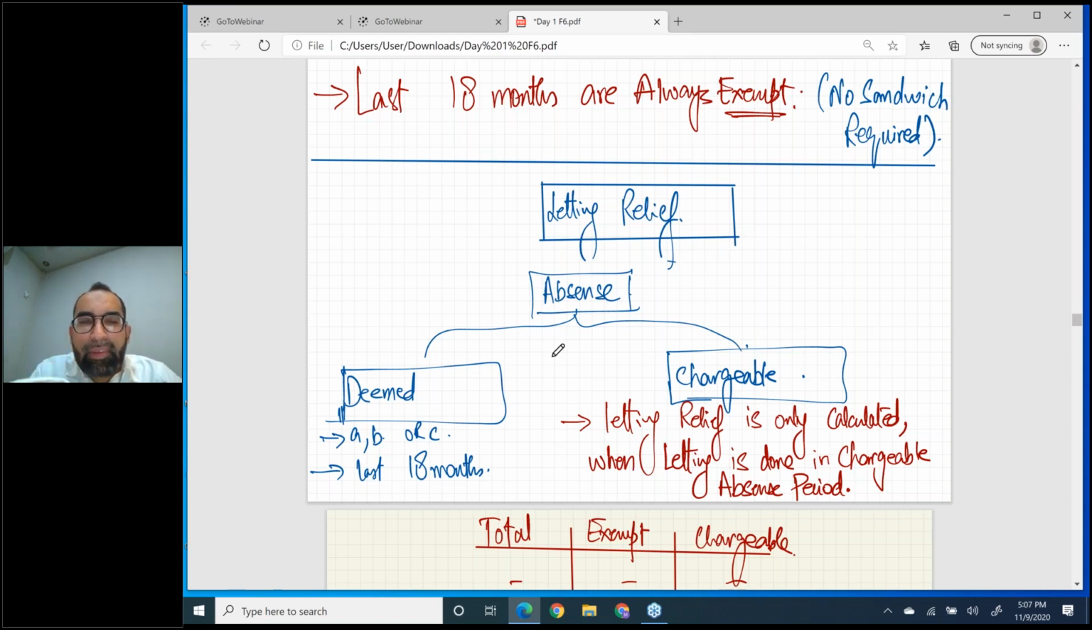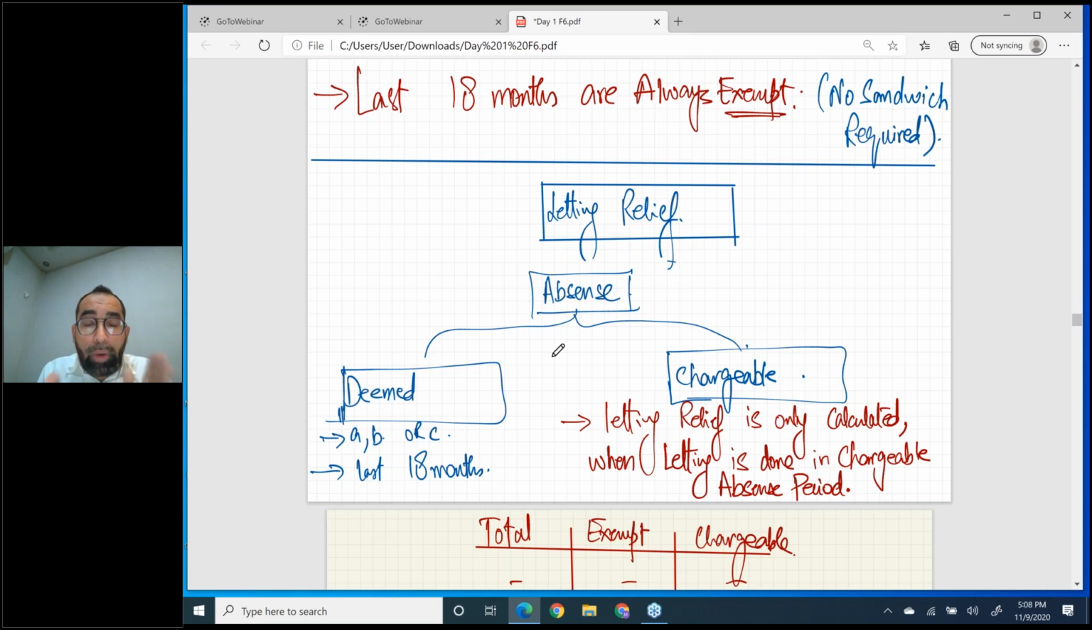Letting relief. Now the first thing, sir, how can we claim letting relief? What is the identification that with PPR relief we have to calculate letting relief as well? Don't forget absence. There are two types of absence. One is deemed absence period, which means ABC and the last 18 months. And the second one is chargeable absence period, which are not exempt months.